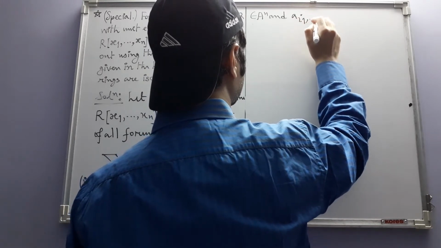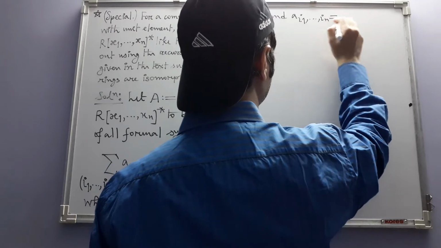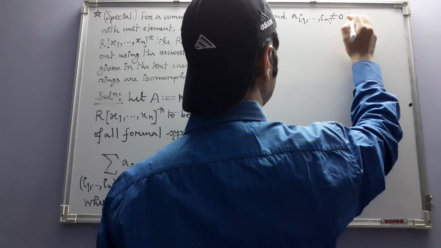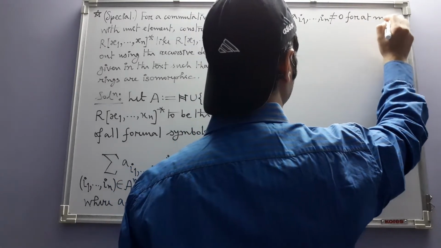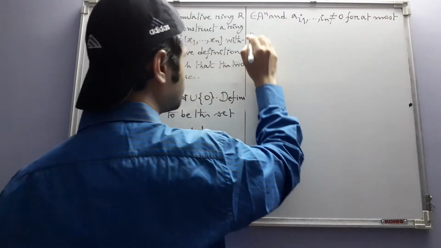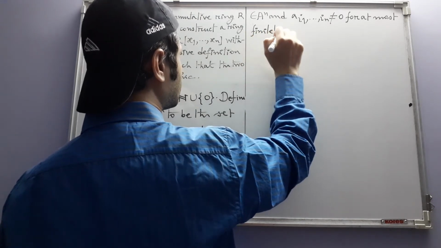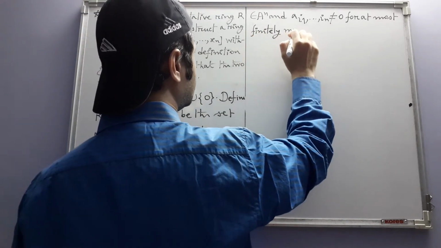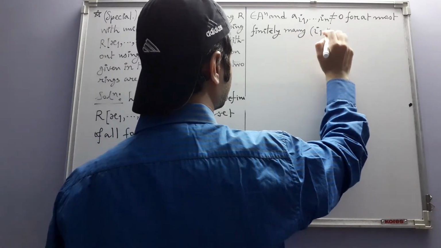a I1, I2, etc. up to In is not equal to 0 for at most finitely many vectors.